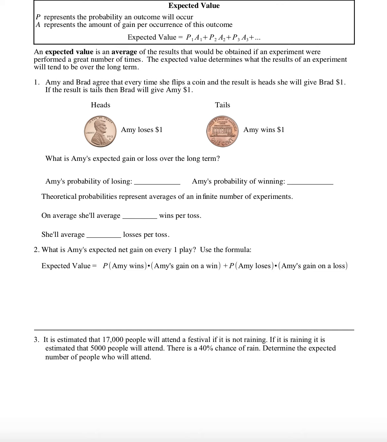So first, in order to do the formula, we need to know the probabilities of the different outcomes. So her chance of losing this game is 1 in 2. Her chance of a win is also 1 in 2 because it's a fair two-sided coin. Keep in mind that these are theoretical probabilities representing the average of an infinite number of coin tosses.